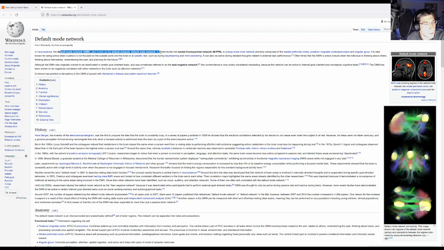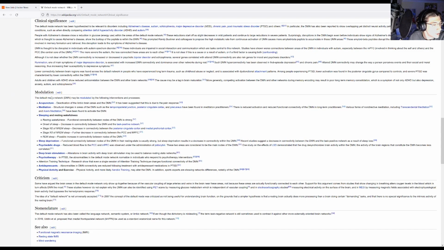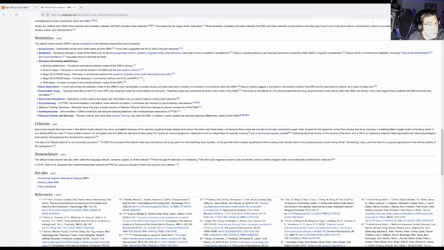Okay, so this part of the brain is a brain network. So different parts of the brain together, composed of these ones. Wow. And it is active only during the activities that we read here. Very cool. What's the clinical significance? It plays a major role in these very serious diseases. Wow. The default mode network may be modulated by the following interventions and processes.